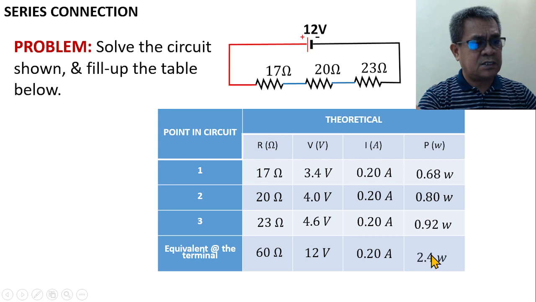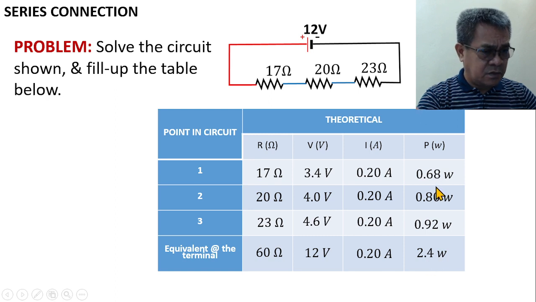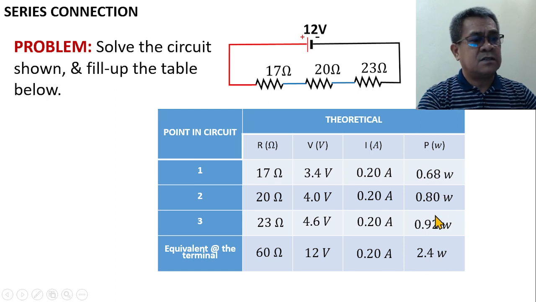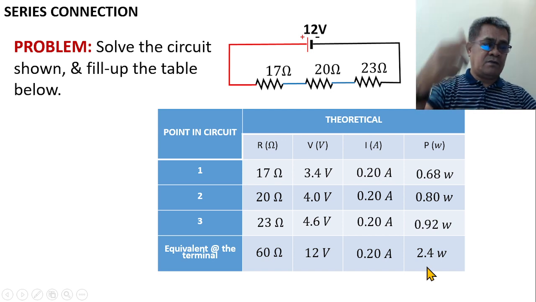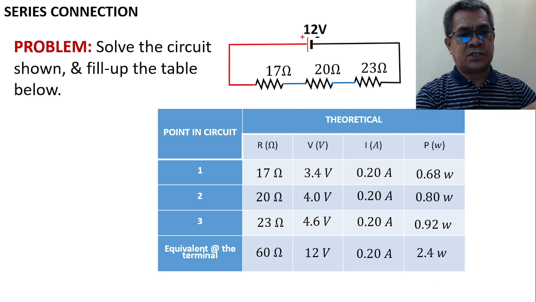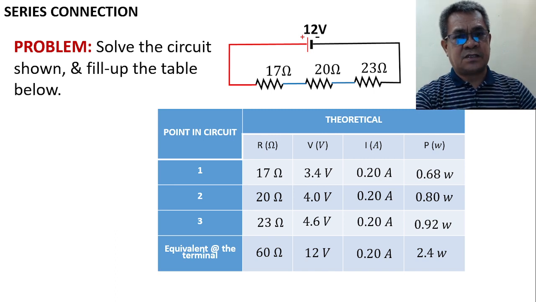The result is 2.4. You can verify this by using the formula again, because these are equivalent. Of course, you can use 12 times 0.2, or V squared over R, or I squared times R. They will arrive at the same answer. Or again, you can add these directly, and the answer is 2.4. The decimal will not matter. So these are the theoretical solutions to the circuit in series.